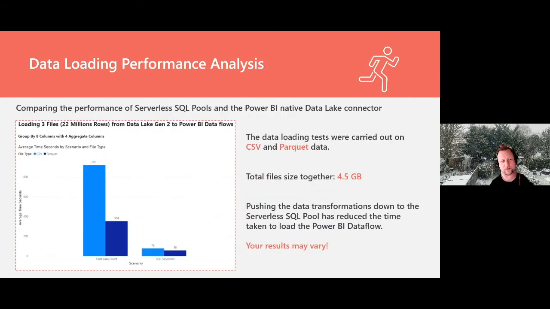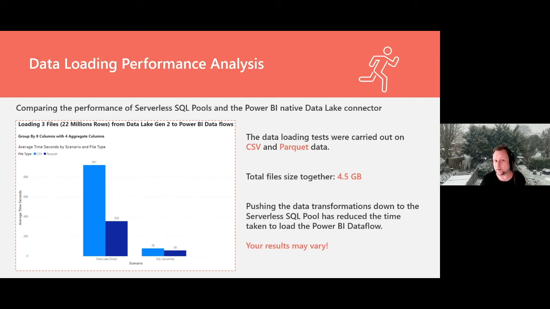So if we have a little look at the data loading performance, I've got a little addendum on this slide as well. Now, I've tried this with CSV and Parquet. As you can see, when the Power BI native data lake connector is being used to load in CSV and Parquet, it's slower because essentially Power BI is loading that data in and then transforming it in its own engine. As the data scales, Power BI is going to be buffering that data to load and transform. We can use SQL Serverless to do the heavy lifting for us.